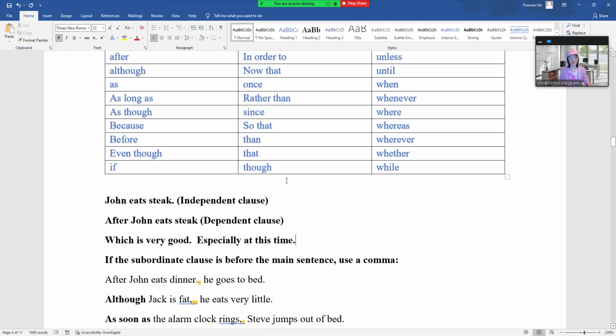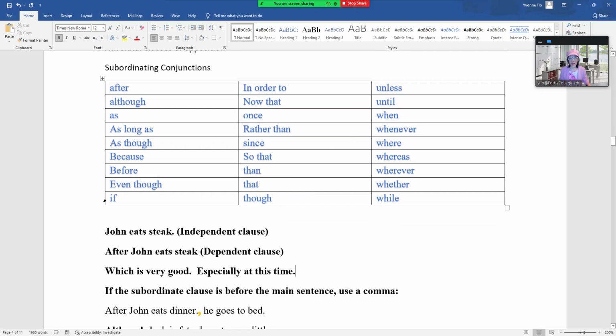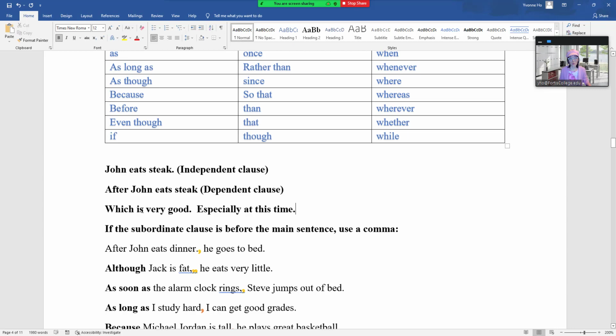So, getting back to our types of sentences. When you have a dependent clause, so here, after John eats steak, it's not a complete thought. So how do we complete this thought? After John eats steak, he goes for a walk, because when you eat steak, it's really heavy on the stomach. Then it becomes a complete sentence. All right. If you add another complete independent clause to your dependent clause, now you've got a complete sentence, and this complete sentence is known as a complex sentence.